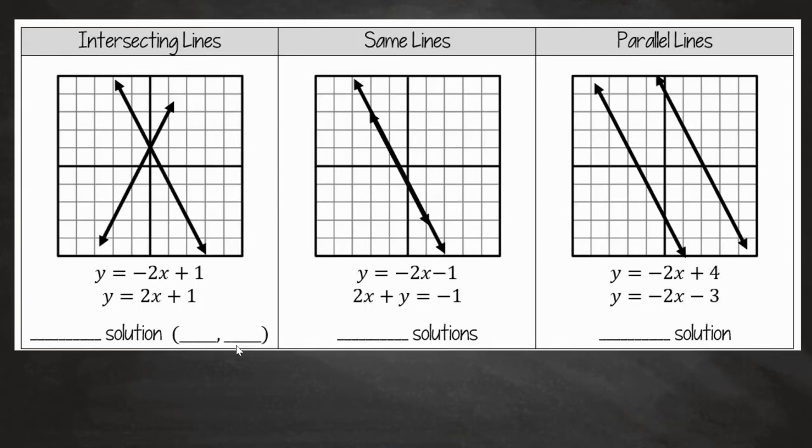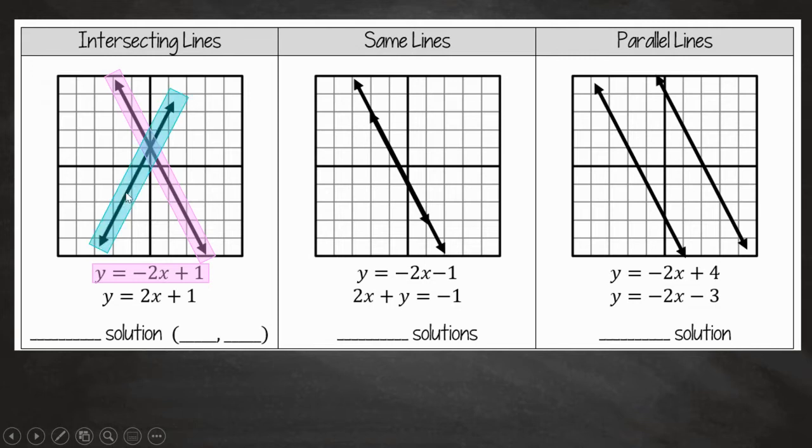All right. First of all, let's take a look at what these different types of solutions look like. So if we have intersecting lines like we do in this first graph, we're going to first match this equation. The equation of this line is y is equal to negative 2x plus 1. And I know that because my y-intercept is a positive 1, and my slope here is a negative 2. You can see I go down 2 and to the right 1, which is a negative 2 slope.